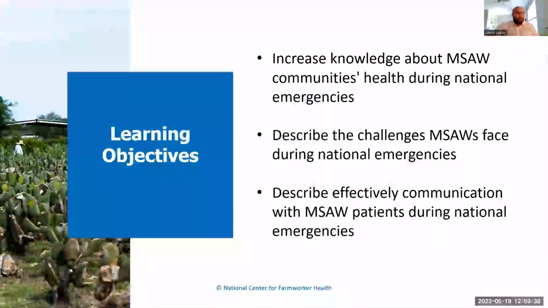We're going to start right away with our learning objectives. Today we want you to increase your knowledge about migratory and seasonal agricultural worker communities and the impact that national emergencies have on their health. We're going to describe some challenges that these populations face during national emergencies. And we're also going to describe some effective communication techniques and strategies to use with this population during national emergencies.